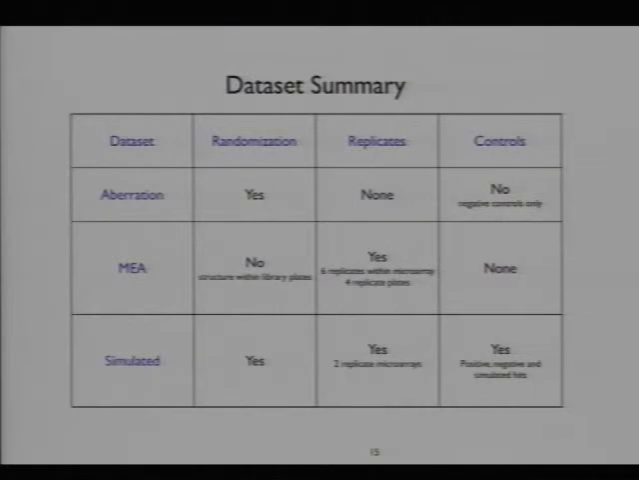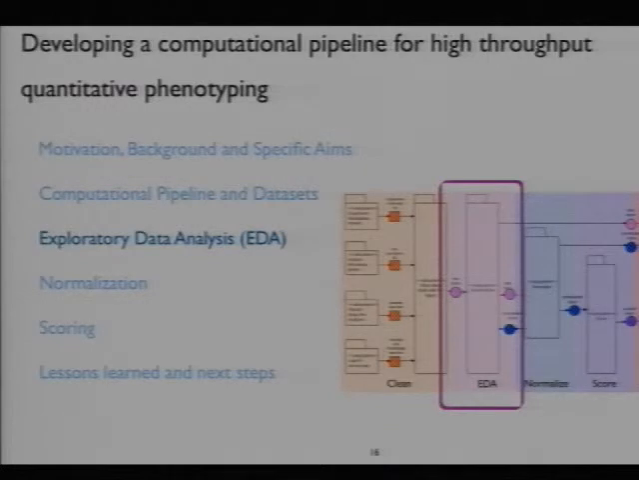We have replicates as an important feature to be able to pull out the biological signal over the technical noise. There are no replicates in the aberration screen. We have 4 in the MEA, and there are 2 replicates in the simulation. And lastly, controls. There are no positive controls in the aberration screen. There are no controls in the MEA, and there are controls and actually simulated hits in the simulated data set. So going through the pipeline with these data sets is what I want to do now, with the EDA, the normalization, and scoring.